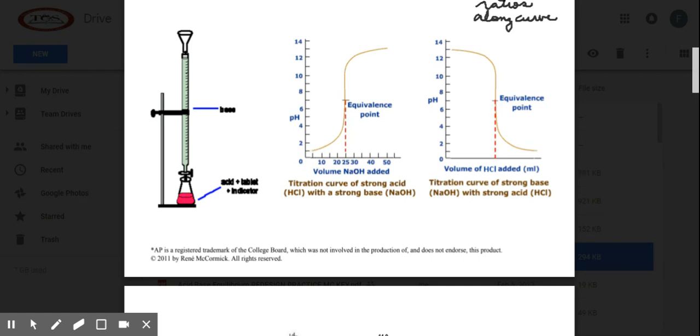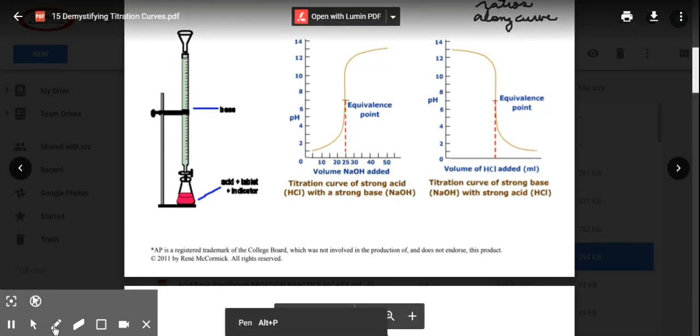And if I look at that pH, I can determine what the analyte is. So your beginning pH is going to tell you what your analyte is, whether it's a strong acid, strong base, weak acid, or weak base. So we have to decipher a couple of things before we get into this.